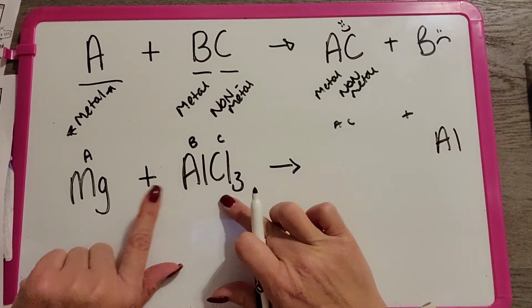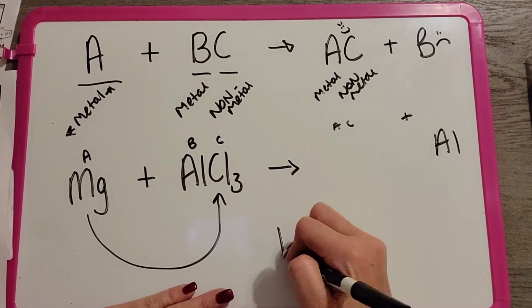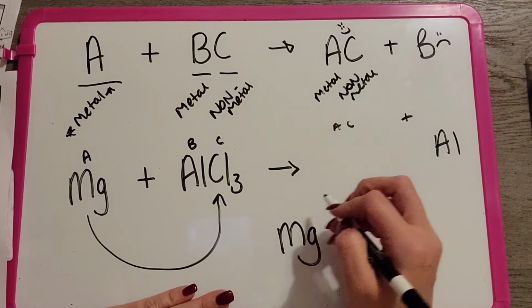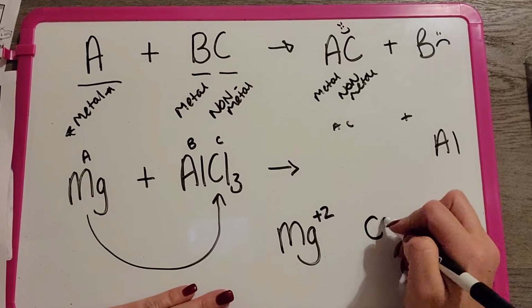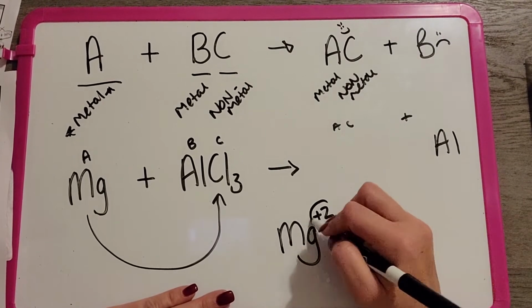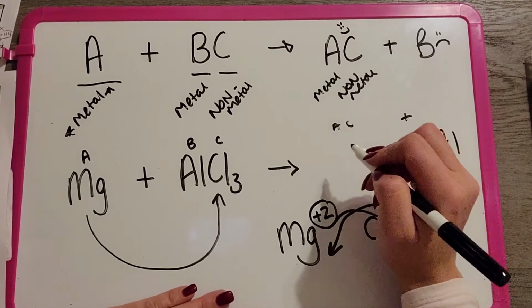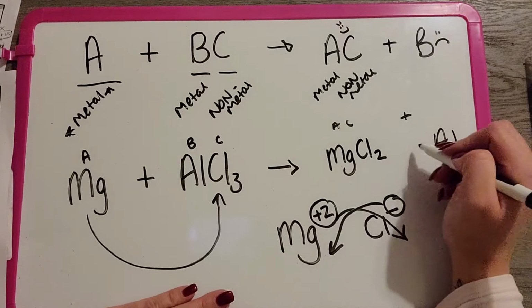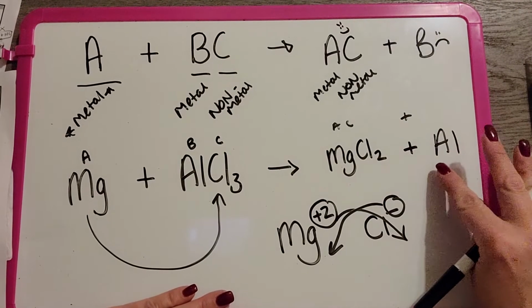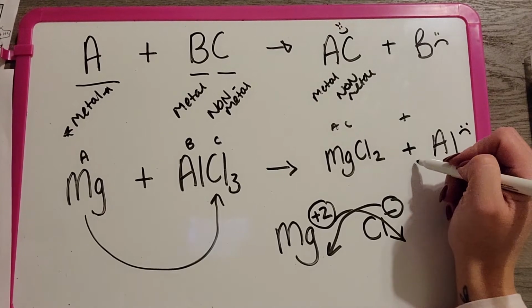We need to write A with C. So A with C. You got to think about Mg and what its charge is. It's a +2, chlorine -1. So crisscrossing those charges is going to give you MgCl2. And then the aluminum gets kicked out. It's the sad one.